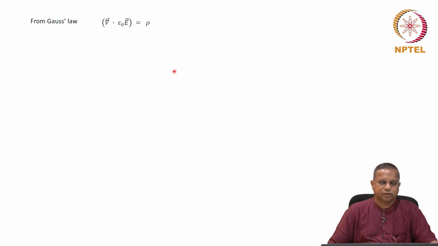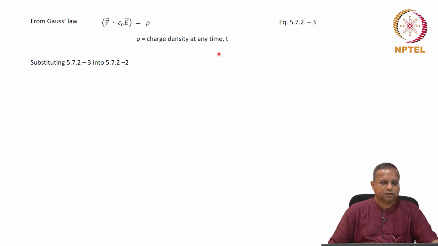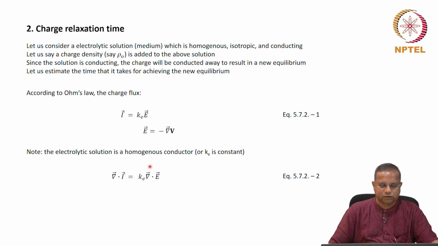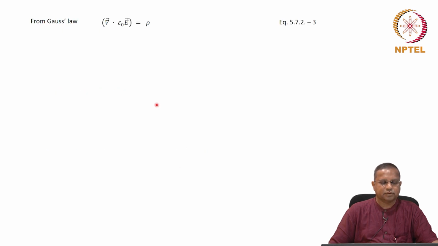From Gauss's law, we know that del dot epsilon naught E equals rho, or del dot epsilon E equals rho for a medium. This is 5.7.2-3, where rho is the charge density at any time t. If we substitute this equation, 5.7.2-3, into 5.7.2, we have a del dot E that we are going to replace using Gauss's law, Maxwell's first equation, differential form.